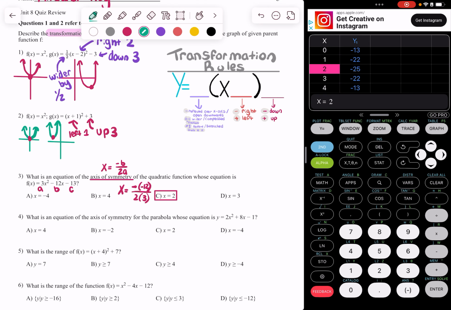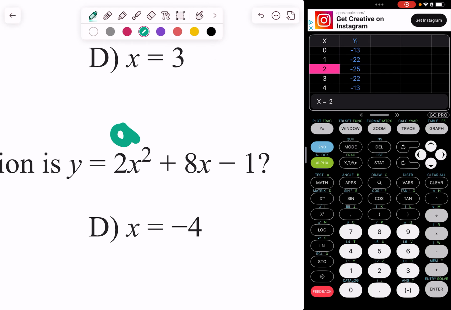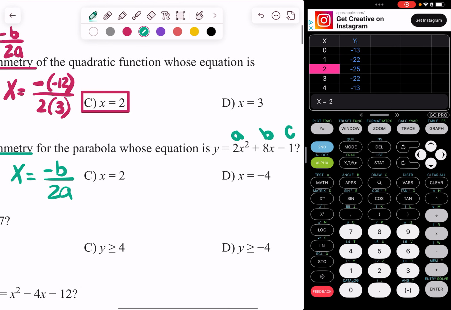All right, let's look at number 4. What is the equation of the axis of symmetry for this parabola? Again, we could write down x equals negative b over 2a, because that's what the axis of symmetry is. A is our 2. B is the number in front of x, which is 8. And C is negative 1. So A equals 2, B equals 8, C equals negative 1.